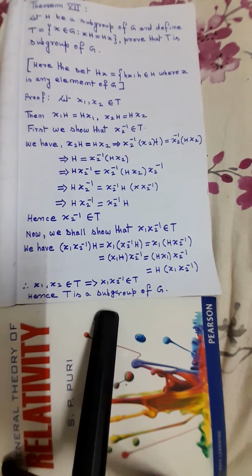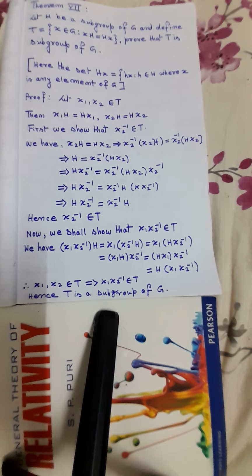Let H be a subgroup of G and define T as the set of x belonging to G such that xH equals Hx. That is, T equals x belongs to G such that xH equals Hx. Prove that T is a subgroup of G. Here the set Hx equals hx for h belongs to H, where x is an element of G. Let x1, x2 belong to T, then x1 H equals H x1, and x2 H equals H x2.